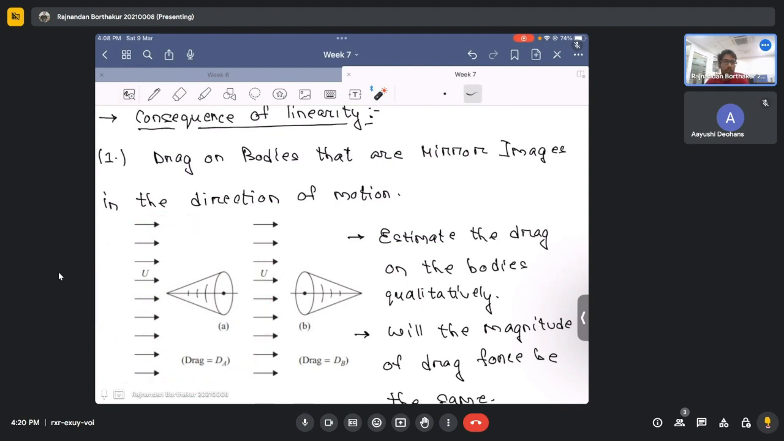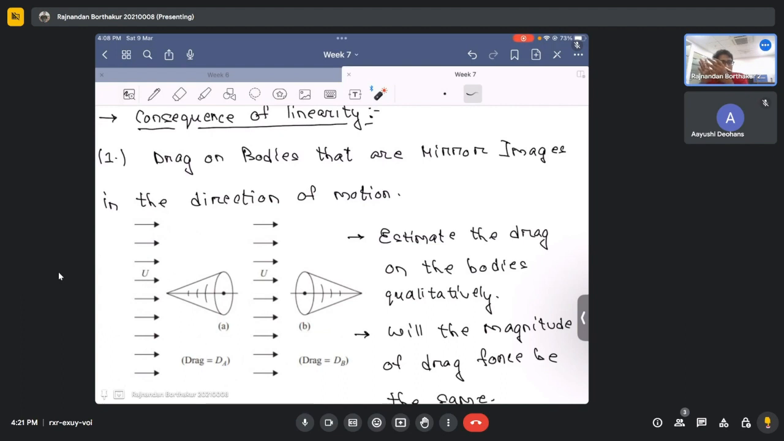The idea is that before quantitatively computing the exact magnitude of the drag force, the question I would put forward is this: if I now have a similar scenario where I place a mirror image of this cone into the same flow in the creeping flow limit, which object, A or B, would experience a higher drag force? You need not do any calculations.